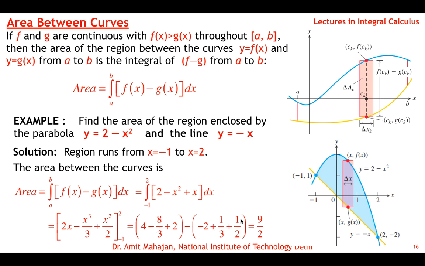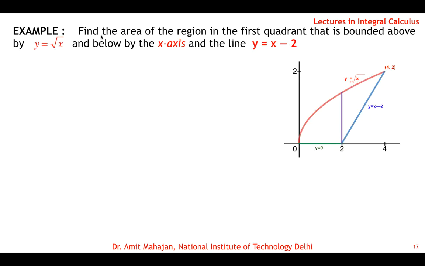Okay, and then we can solve this to write that the area enclosed is 9 by 2. Okay, so take one more example here. Say, find the area of the region in the first quadrant that is bounded above by the y is equal to root x curve and below by the x-axis and the line y is equal to x minus 2.